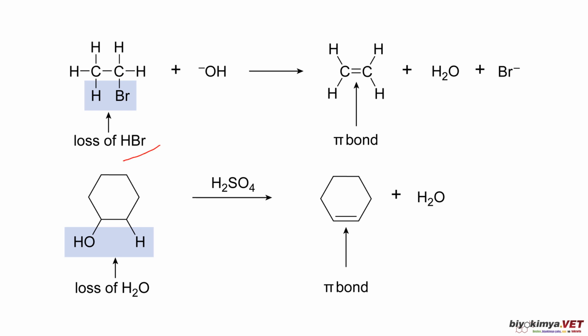Another example here: loss of hydrogen bromide. Again hydrogen and bromide, X and Y, are removed and a p bond forms. So a haloalkane will yield an alkene. A cycloalkane ring structure, but it's not an alkane because there is an alcohol, so a cyclic alcohol. Removing the X and Y, which will be water, and the p bond forms, giving a cycloalkene.